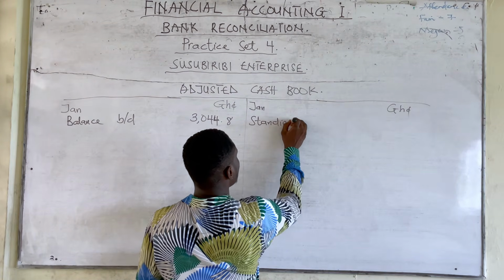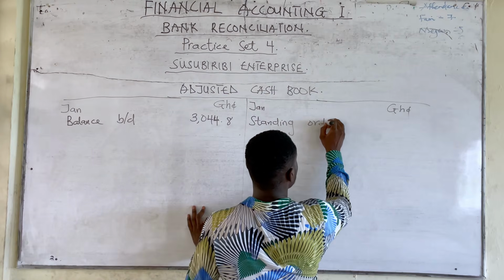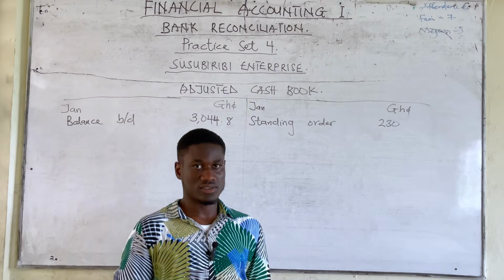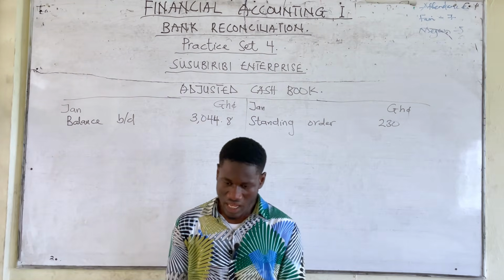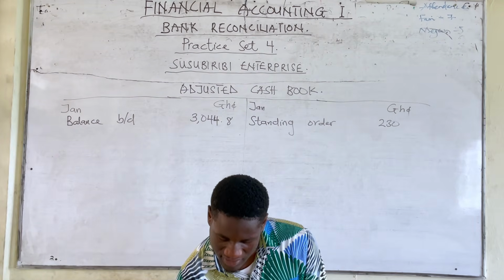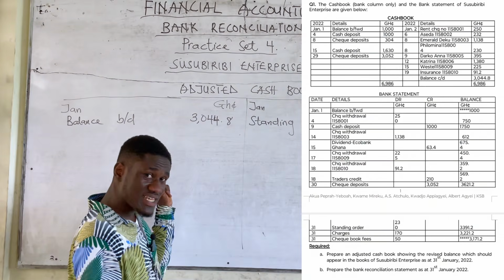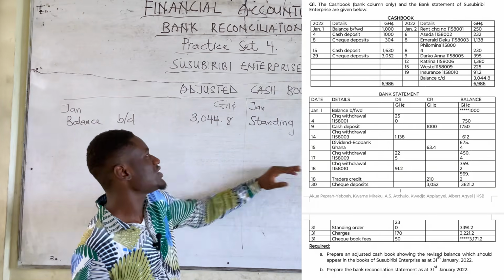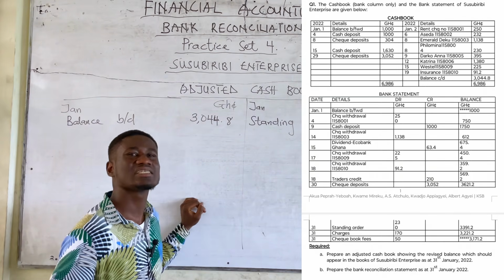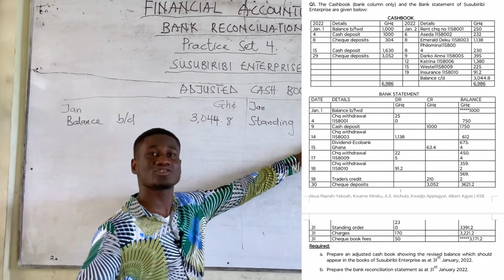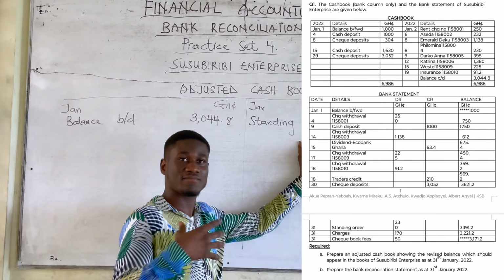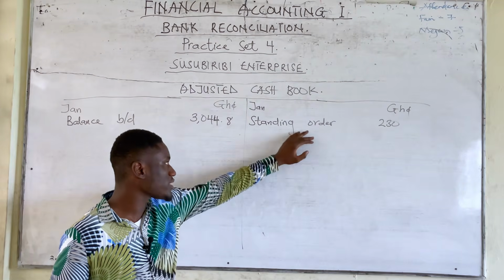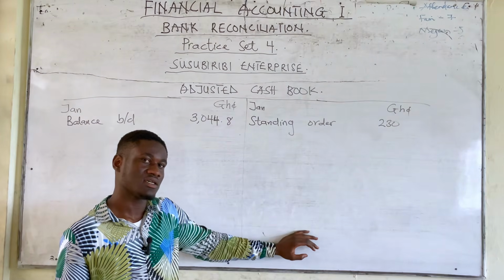So the standing order will be 230. Do you get it? Good. Now we look out for the debit side, same debit side again, because we know that if they are debiting, we will be crediting. That's why when we were recording the standing order, we didn't record at the debit side. And besides, a standing order is an instruction given by the business to the bank to make payments on their behalf. So if I'm making payments, what's the payment side for cash book? Credit side. Do you get it?